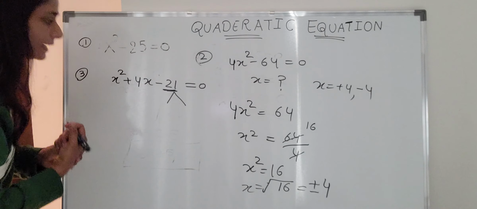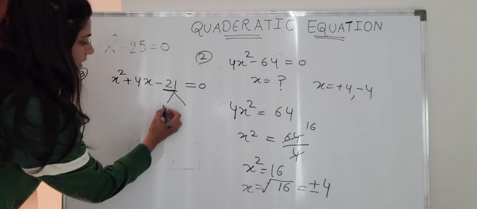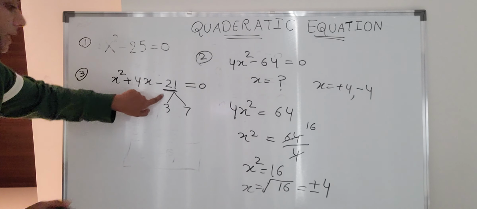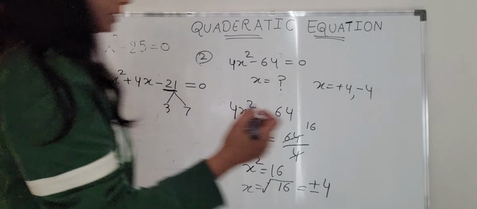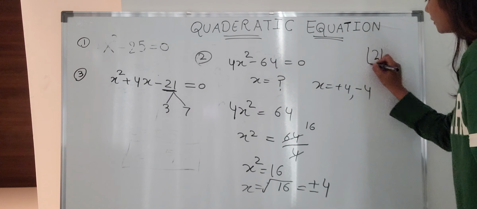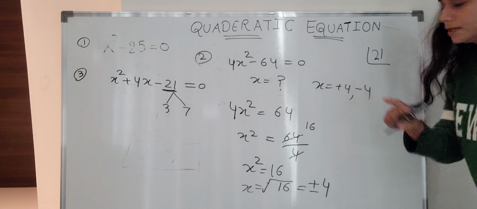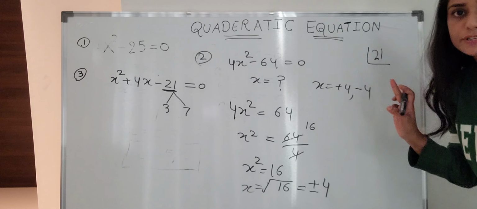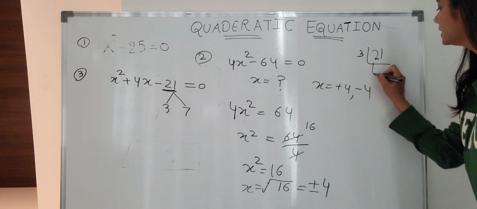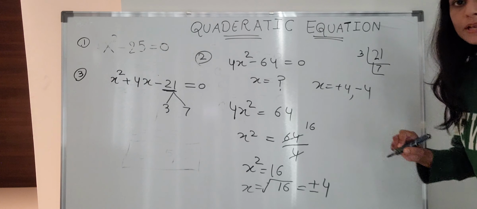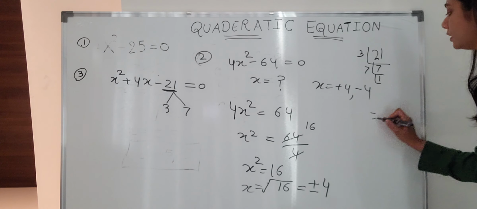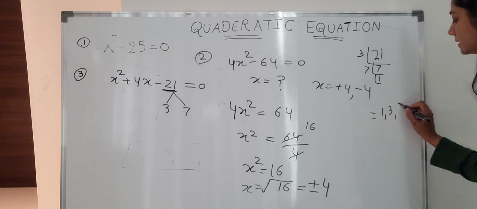If you find its factors, it will be 3 and 7. 3 multiplied by 7 is 21. We can do it this way also. You can write 21 here. We start from 2, but 21 is not divisible by 2. So we take the next number, which is 3. 3 sevens are 21. Now 7 ones are 7. So the factors of 21 we got are 1, 3, 7.